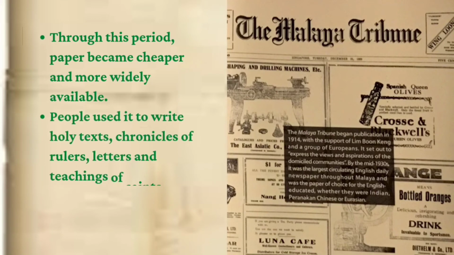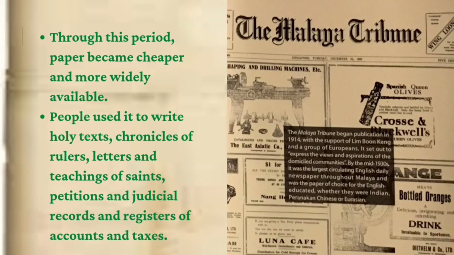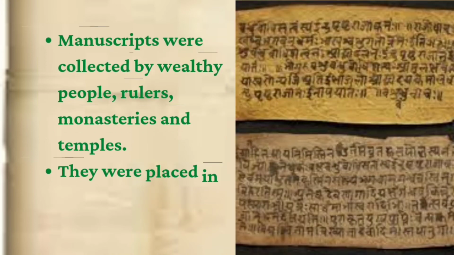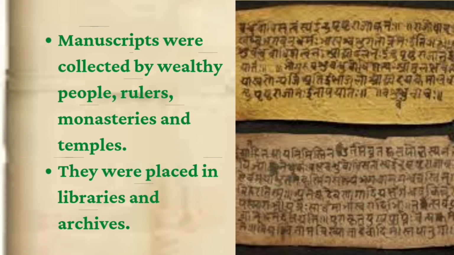Through this period, paper became cheaper and more widely available. People used it to write holy texts, chronicles of rulers, letters and teachings of saints, petitions and judicial records, and registers of accounts and taxes and all. Manuscripts were collected by wealthy people, rulers, monasteries, and temples. They were placed in libraries and archives.